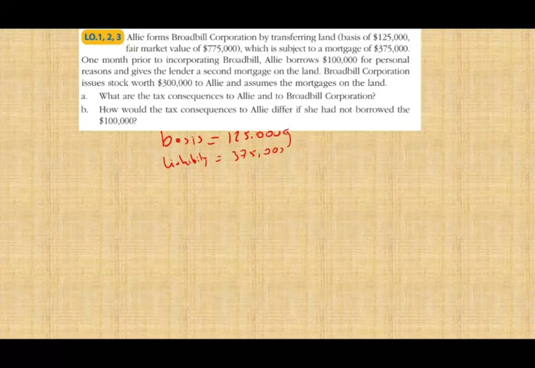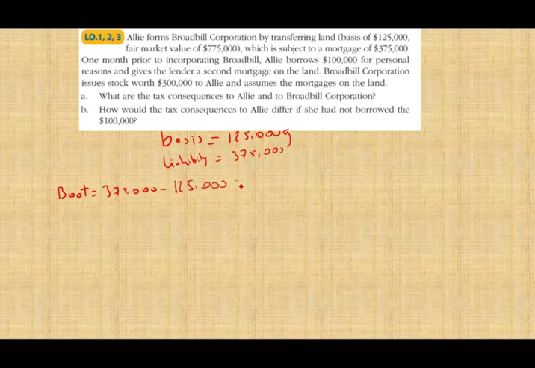In the prior example, yes, the liability exceeded the basis, but everything was considered a boot, because if B and C exist, B will take over C. Here, we only have a liability exceeding the basis situation. So first we have to compute the boot. The boot equals 375 minus 125. The boot equals 250.